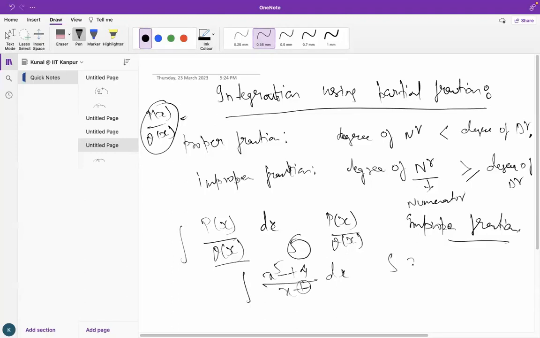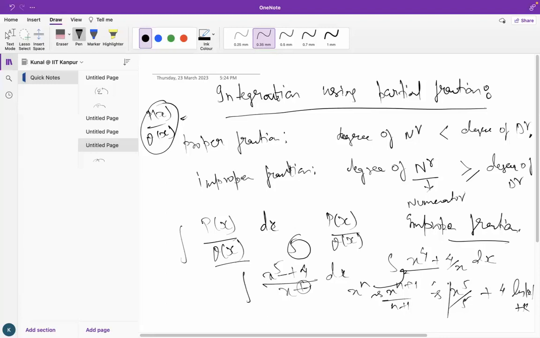So when we divide, it converted into x to the power 4 plus 4 by x dx. And we know that this is of the form x to the power n integration, so its integration will be x to the power n plus 1 by n plus 1. So it will be x to the power 5 by 5. And we know that integration of 1 by x is ln mod x. So ln mod x plus constant k.